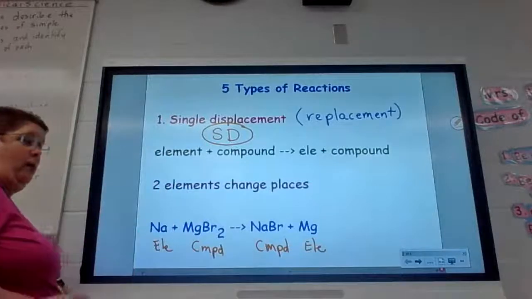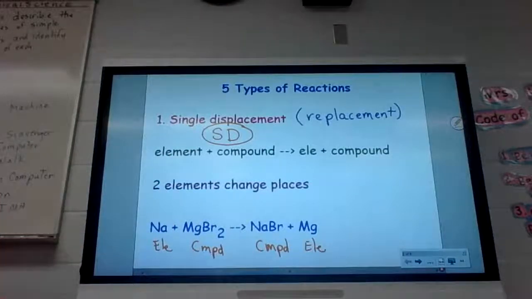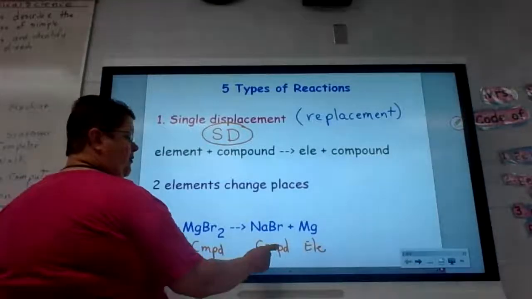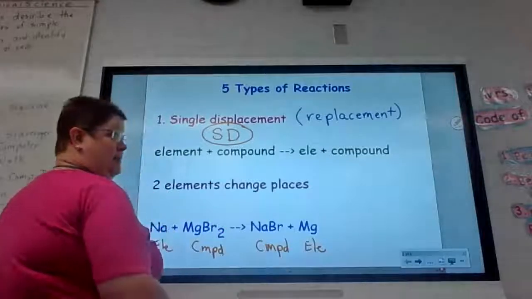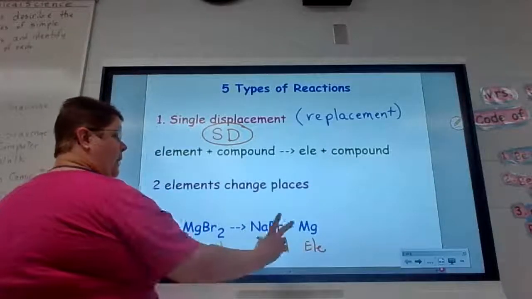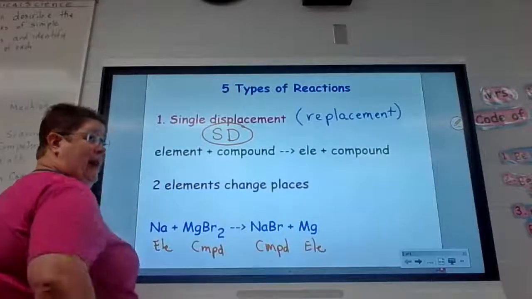Okay? Because it's only got one compound. Or sorry, one capital letter. All right, so we've got an element plus a compound, and we get an element plus a compound. It doesn't matter what order they're in. This does not have to be element first plus the compound last. Okay? The compound can be first plus the element last. But the element and the compound have to be on the product side.